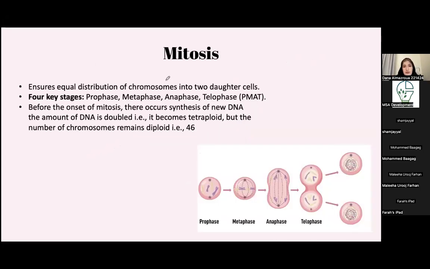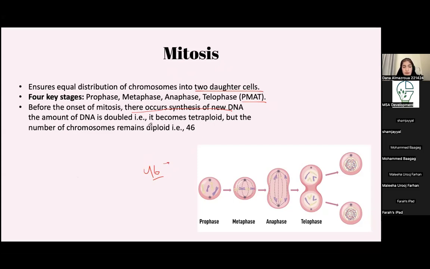Mitosis, as we mentioned earlier, ensures equal distribution of chromosomes into two daughter cells. So the end result of mitosis would be two daughter cells that are identical to the parent cell. We have 4 key stages in mitosis, and I remember them by saying PMAT, which are prophase, metaphase, anaphase, and telophase. Before the onset of mitosis, there occurs the synthesis of new DNA, which, as we mentioned earlier, occurs at the S phase of the interphase. So before mitosis, we've already replicated the DNA, and now instead of having 46 chromosomes or 46 genetic material, we'd have double that number, which would be 92.